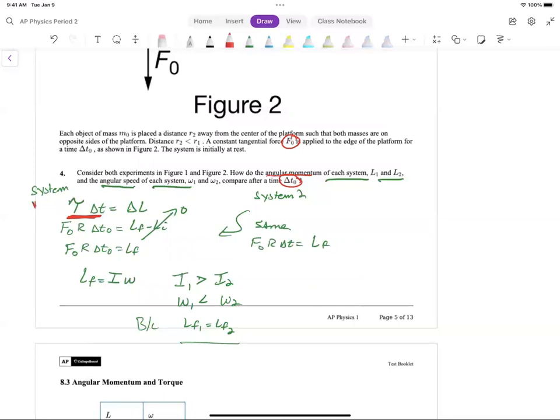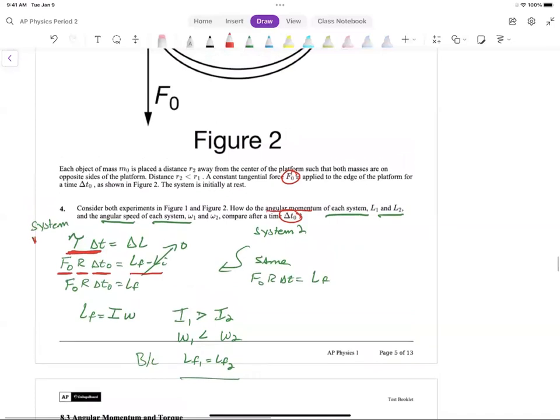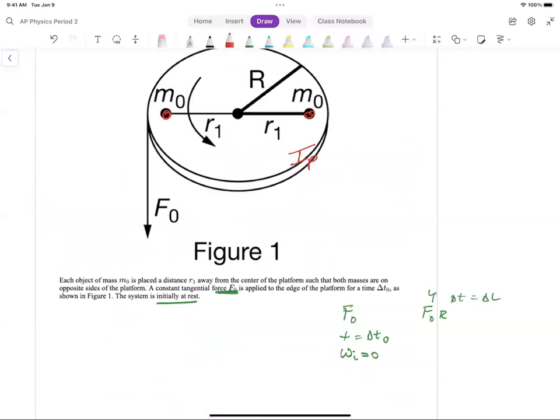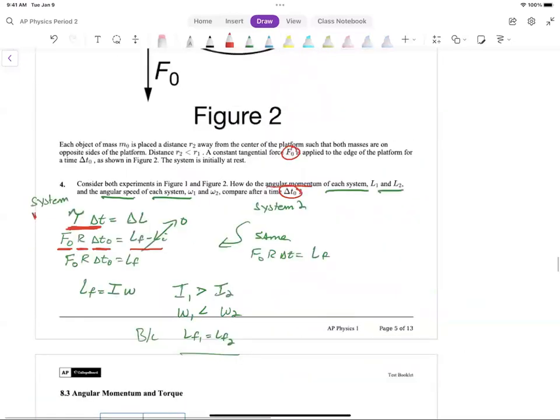Well, we put a torque on each system. I called this system 1 here. I put a torque on system 1 for some period of time. Well, what was that torque? That torque was F times the radius times the time, and that's going to equal the change in angular momentum, which is the final minus the initial. They must have told us that the initial system was at 0. So the torque equals the final angular momentum.